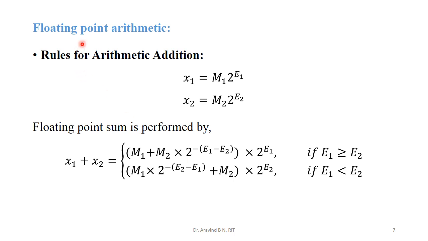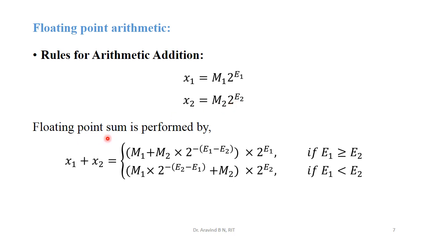Now coming to floating point arithmetic. Two arithmetic operations are done over here. One is addition and one more is multiplication. So let us start with addition first. Coming to the rule of addition, let us consider two numbers x1 and x2 represented in the form x1 is equal to m1 times 2 to the power of e1, and x2 is equal to m2 times 2 to the power of e2.